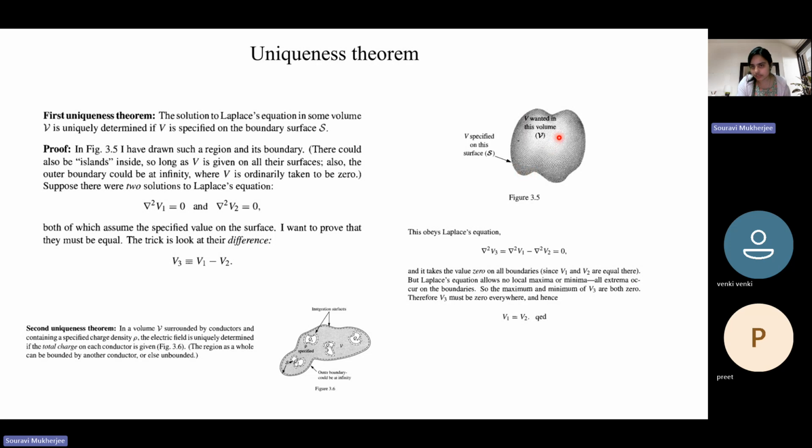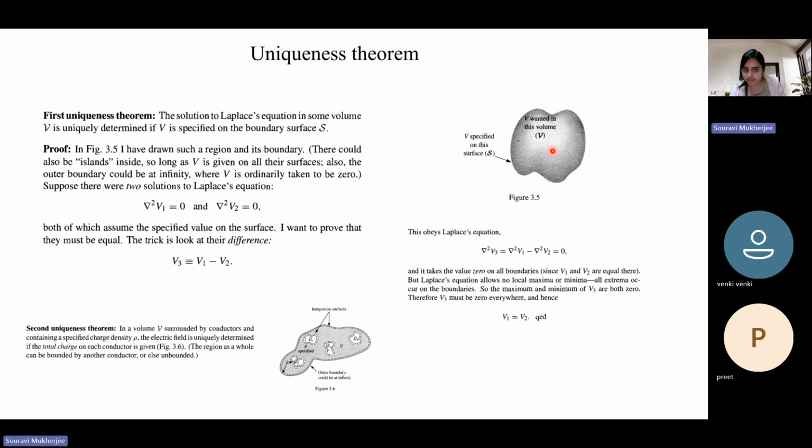What I mean is, suppose you have V1 and V2 as solutions here, and then V3 is also a solution, and it takes the value 0 on all boundaries. Why? Because V1 and V2 are equal at these points. Now, if V3 is 0 on the surface, that implies that V3 also has to be 0 inside. V3 has to be 0 everywhere.